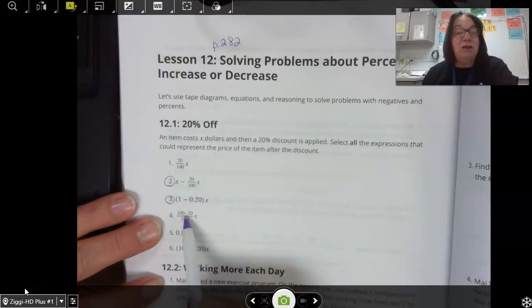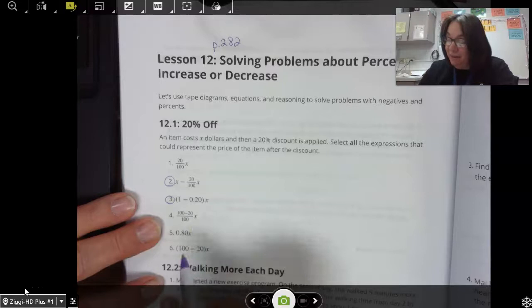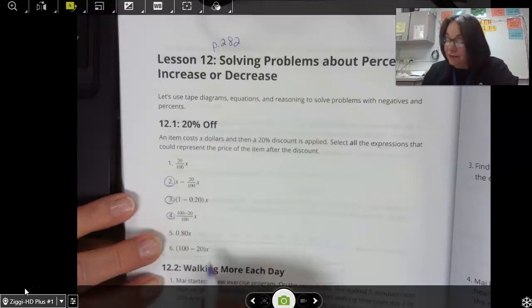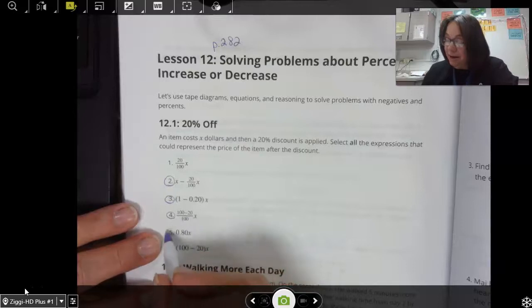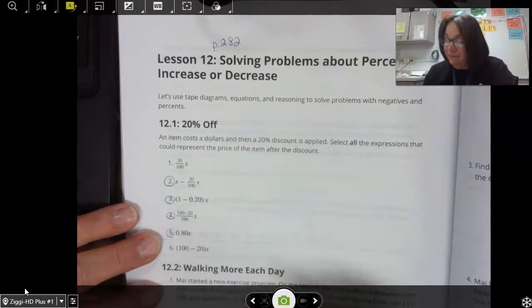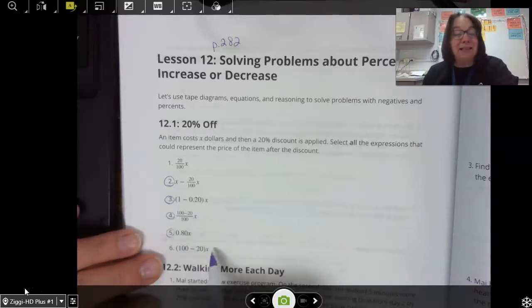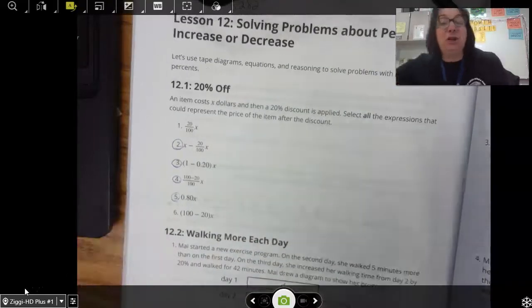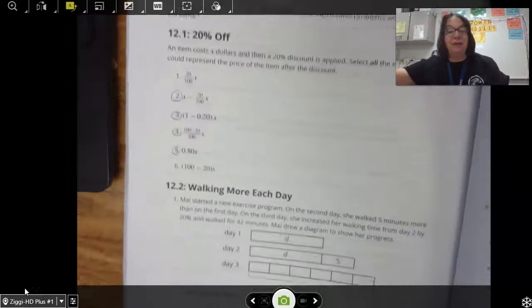4, 100 minus 20 would be 80 hundredths, or 80% of the price. Yes, I'm going to pay for 80% of it if it's 20% off. So then 5 is the same thing as 4. Another way to write 80% is 0.8. But 80 times the price is not going to give me the discount. It'd make the price more. So 6 is not one as well. So hopefully you chose 2, 3, 4, and 5.